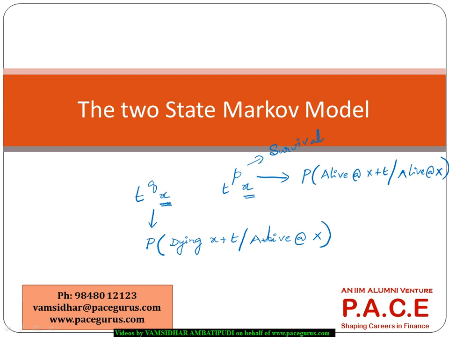What is the chance of survival for the next t years? A person who is currently aged x, what is the chance that he is going to survive for the next t years? Whereas for the person aged x, the chance that he is going to die in the next t years is what we call the transition probability, because we are talking about transition from an alive state to a dead state. Probably if I am looking at these two boxes, alive and dead.